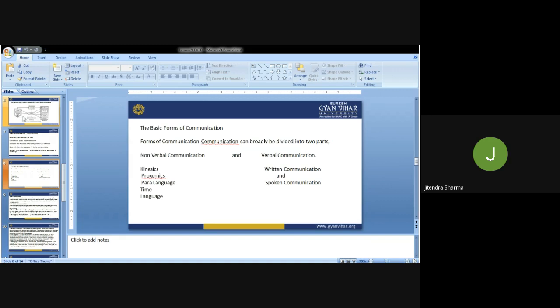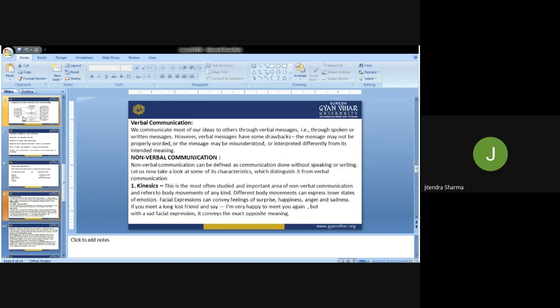So once again, I have given the recap on the forms of communication. Now let us have a discussion on verbal communication. Verbal communication is just the situation while we communicate through words, or in writing. That too is verbal communication, but a message may not be properly worded or may be misunderstood. That is the drawback of verbal communication. Then non-verbal communication can be defined as communication done without speaking or writing.